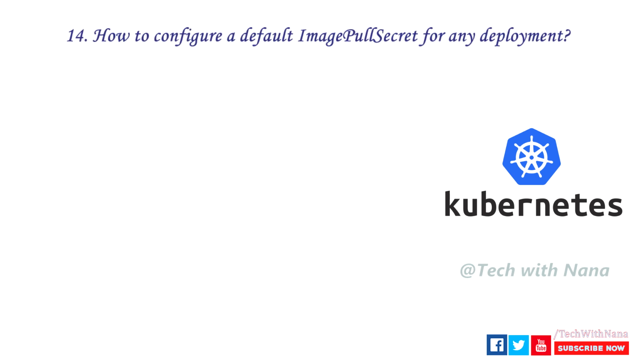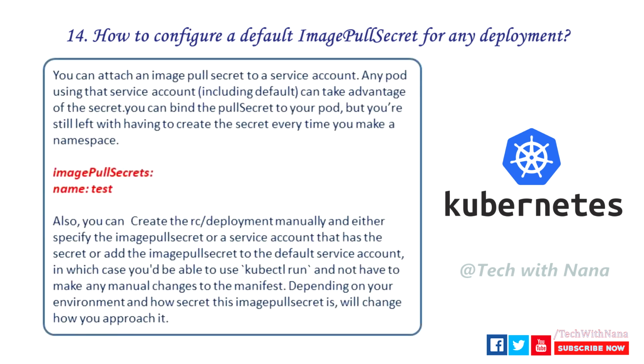How to configure a default image pull secret for any deployment? You can attach an image pull secret to a service account. Any pod using that service account, including default, can take advantage of the secret. You can bind the pull secret to your pod, but you are still left with having to create the secret every time you make a namespace.